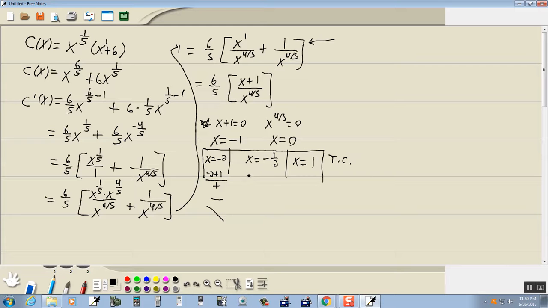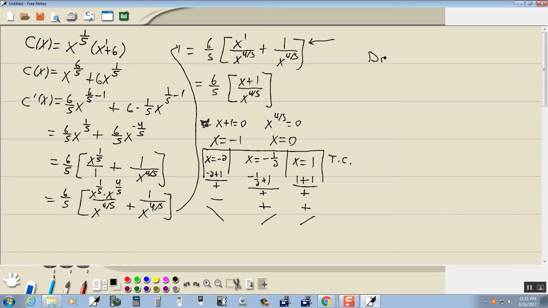Now if I put a negative 1/2, I'll have negative 1/2 plus 1. And again, anything to the 4/5 power is always positive, so I don't need to worry about that. Negative 1/2 plus 1 is 1/2, which is positive. Positive divided by positive is positive, so this is increasing. If I plug 1 in there, 1 plus 1 over, and again that's positive, so 1 plus 1 is 2. So this is going to be positive, so this will be increasing.